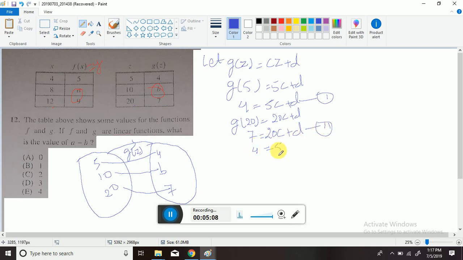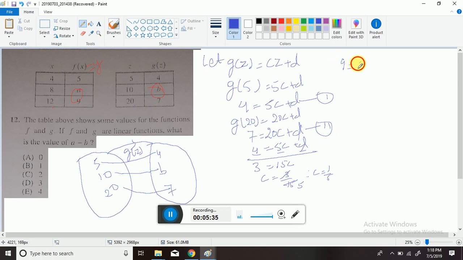4 equals 5c plus d. What we get on subtraction is d and d cancel. 7 minus 4 is 3 equals 20 minus 5 is 15c. So c equals 3 by 15. So 3 ones are 3, 3 fives are 15. Therefore c equals 1 by 5. If we put the value of c in equation 1, what do we get?